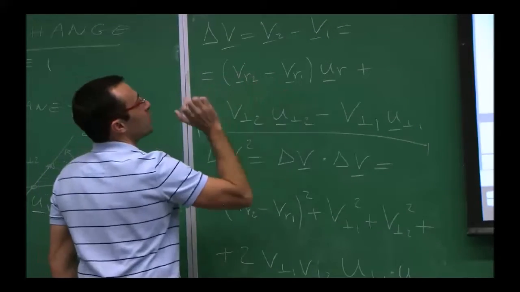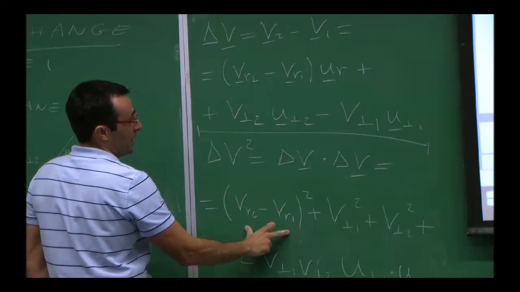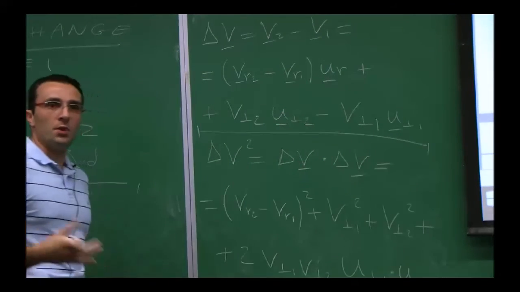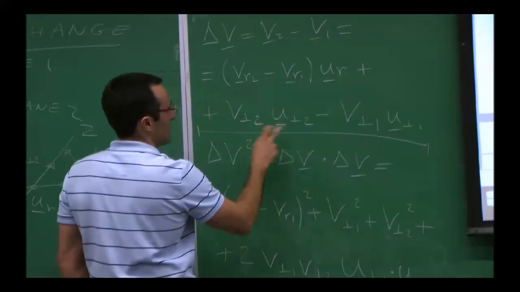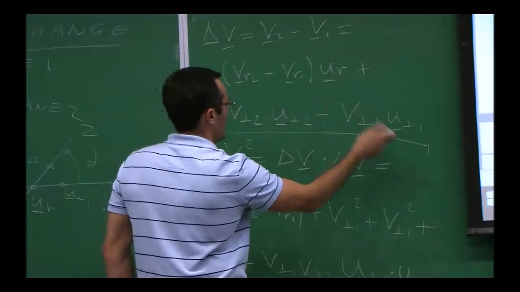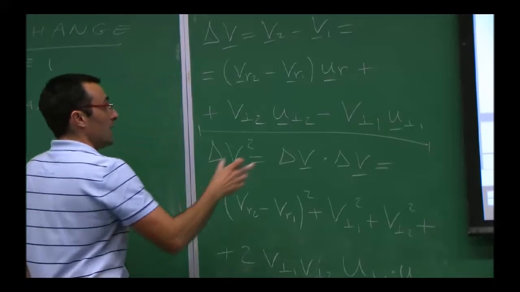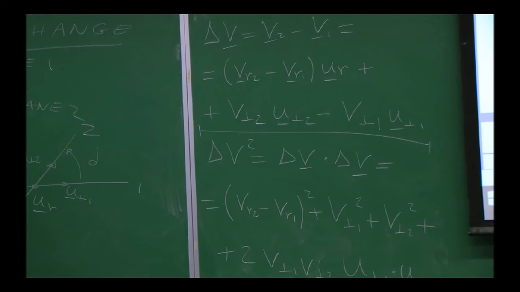Now if I dot this vector with itself, this first vector dotted with itself gives me this squared. And then remember that the U_R and U perpendiculars are at 90 degrees. When you dot them, they give you all zeros. This dotted with itself gives you V perpendicular 1 squared, and this gives V perpendicular 2 squared. Now when you dot these two, you don't get a 0 because in principle they're not at 90 degrees in general. And so you get this additional term. Agree?